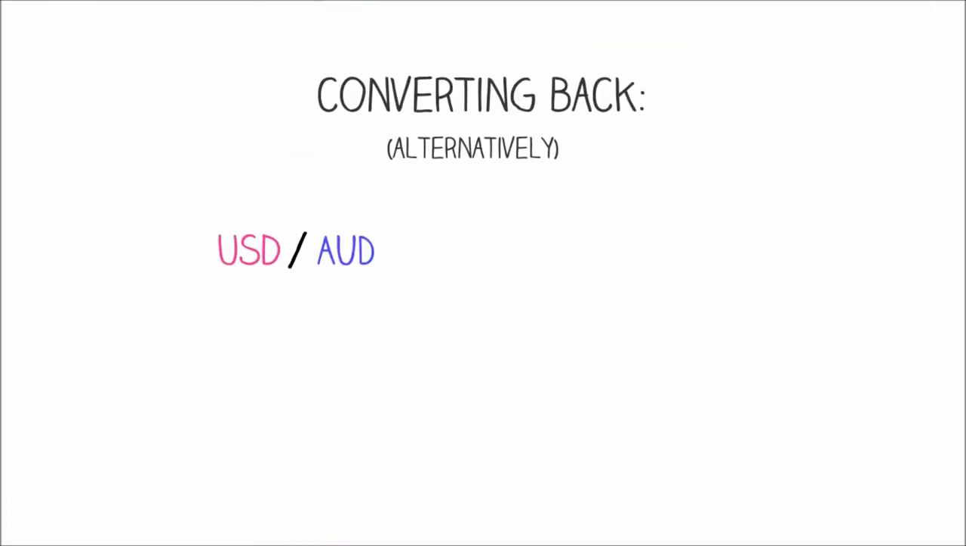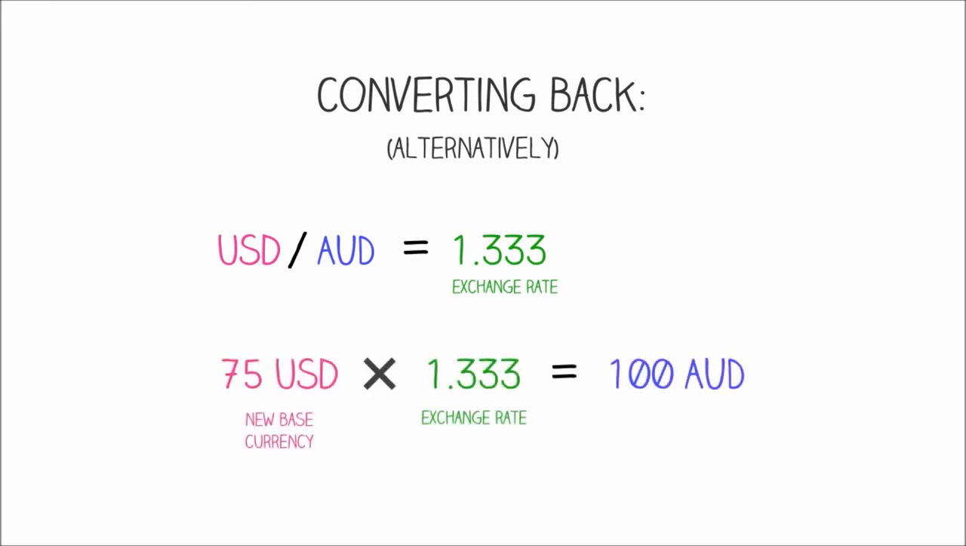There is of course another way of going about converting backwards. You can just find the USD/AUD exchange rate. So this time you're now making the US dollar the new base currency. And if the exchange rate is approximately 1.33, you multiply this by the amount of US dollars you have, and you again arrive back at 100 Australian dollars.